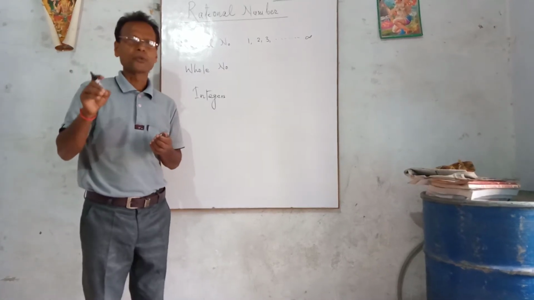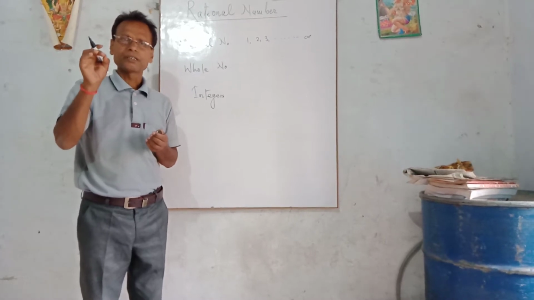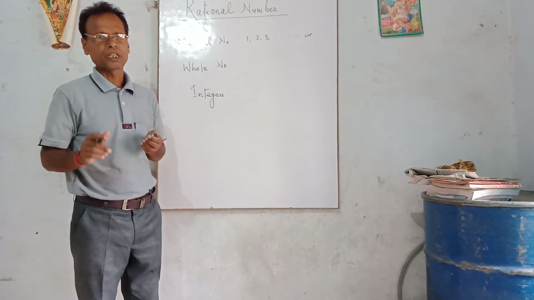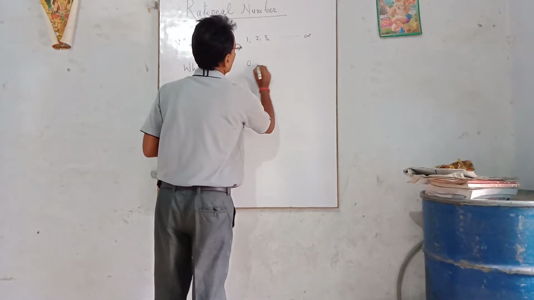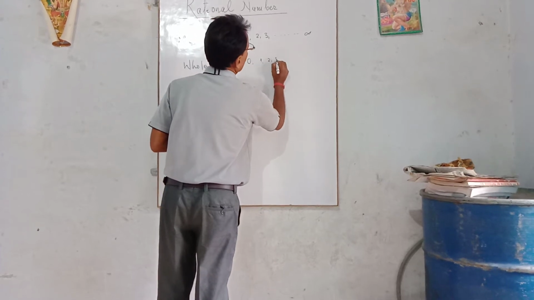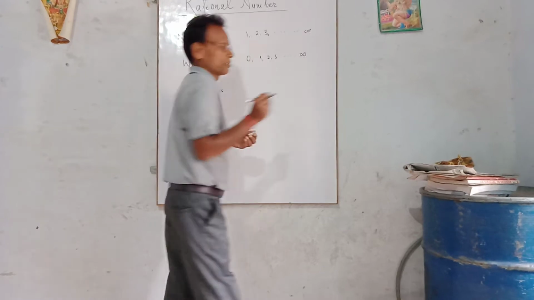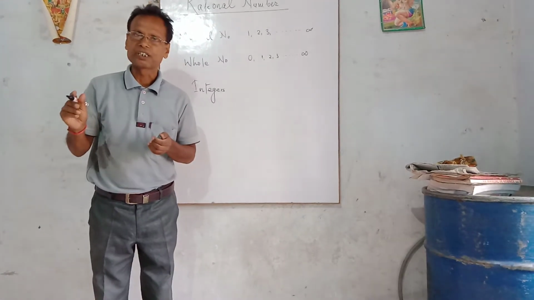Secondly, whole numbers. The range of whole numbers is slightly greater than that of natural numbers. It means that when 0 is included in the family of natural numbers, then the family becomes whole numbers. Whole numbers start from 0 and go to infinity.